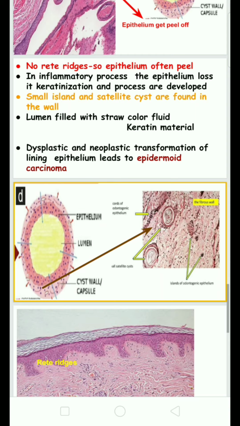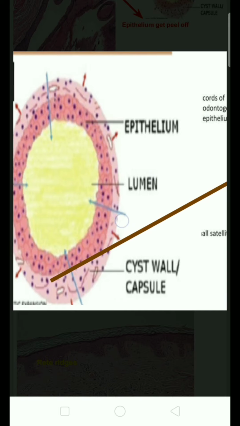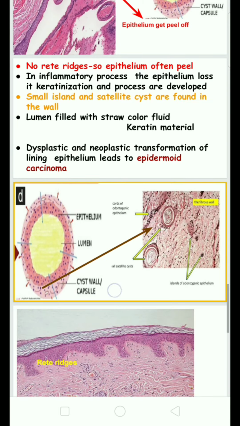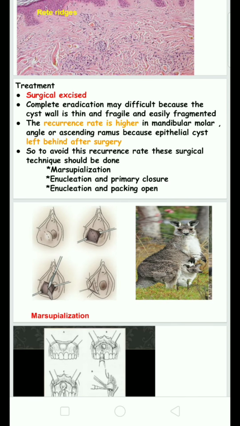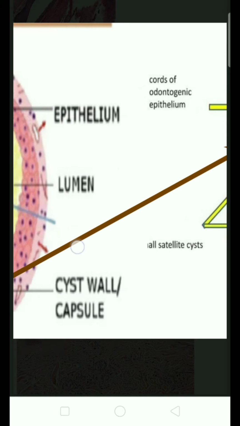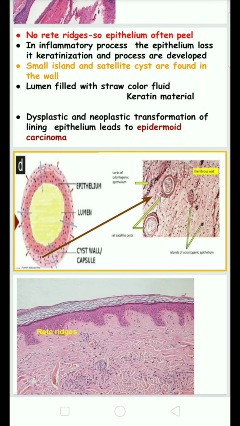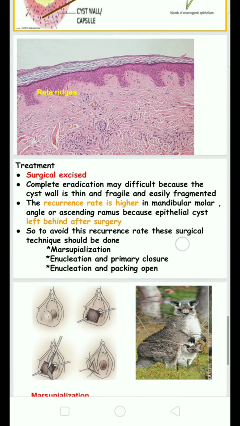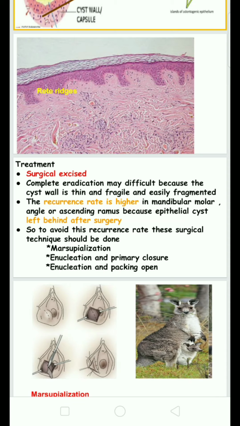If it is untreated, dysplastic and neoplastic transformation of the lining epithelium can occur, which leads to epidermoid carcinoma. The treatment is surgical excision, because complete eradication of the cyst is very difficult, as the cystic wall is very thin and fragile, so it is easily fragmented. So recurrence is higher, mostly in the mandibular molar area or ascending ramus of the mandible. It is due to remnants left behind after surgery.